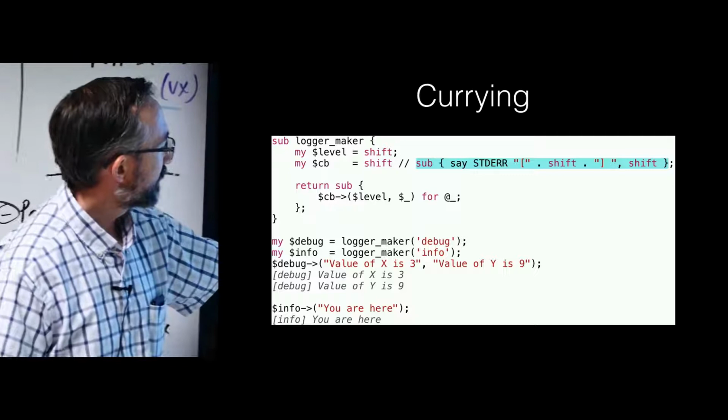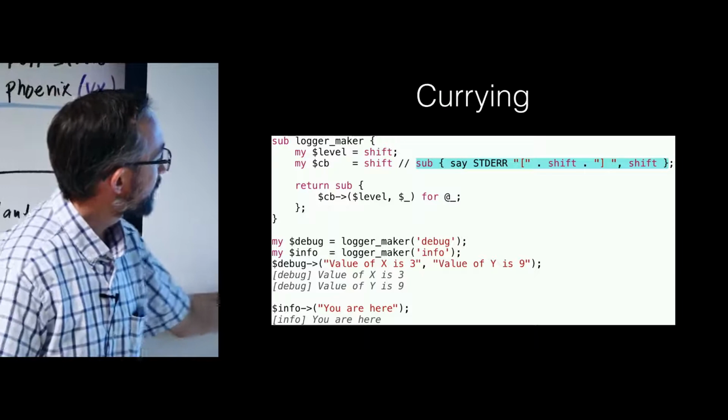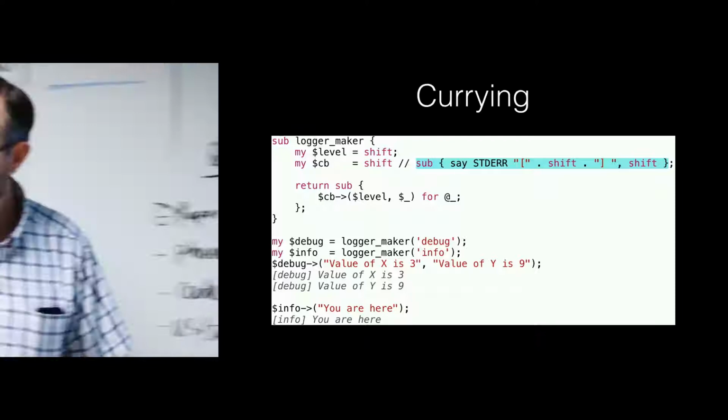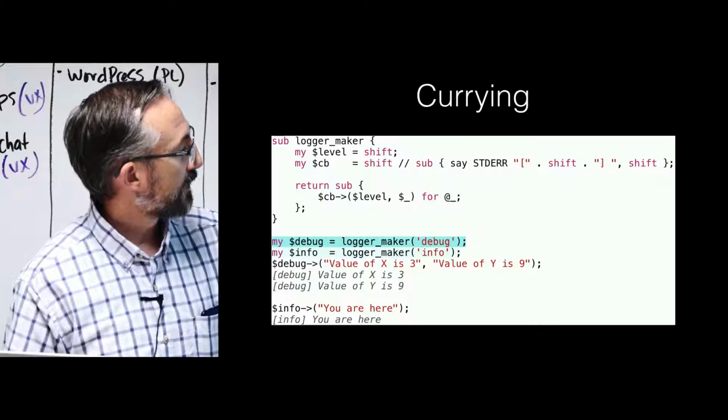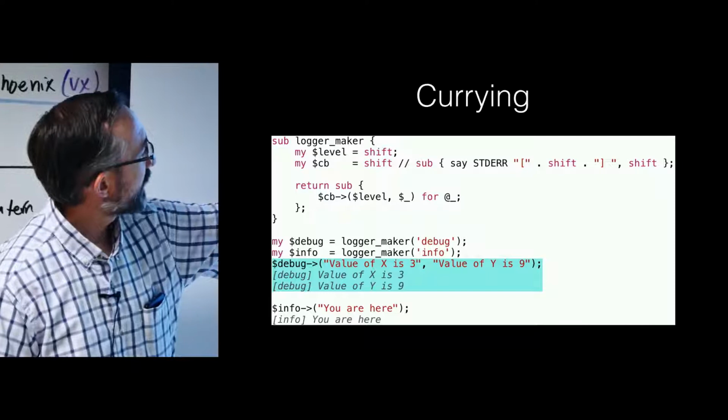Here we're going to invoke logger maker, and we're going to pass it level debug. So that's this level here. And because we didn't pass in a callback, we're going to get the default callback. So this dollar debug here is a debug function. When we invoke our debugger there, we're passing in a series of statements. And you can see, because we iterate over all of the statements, we just invoke the logger each time.